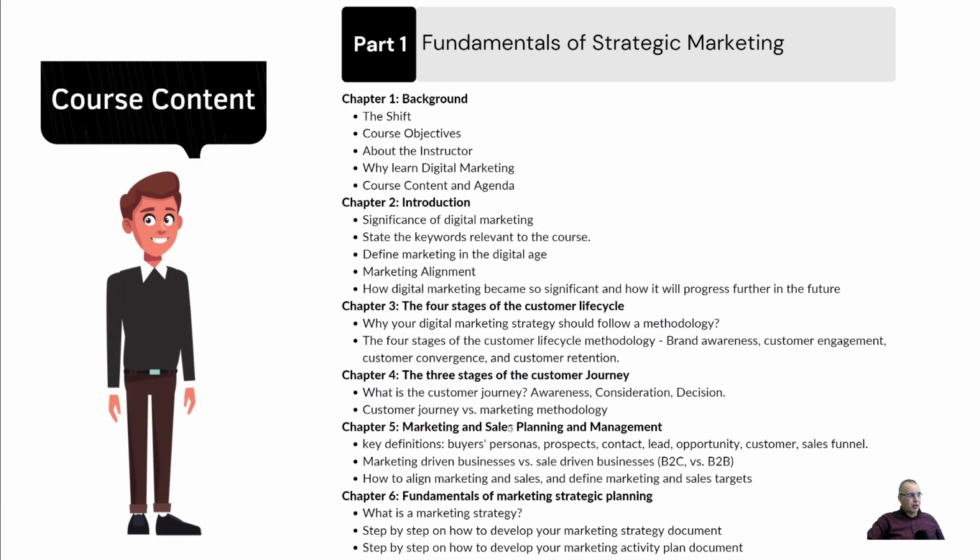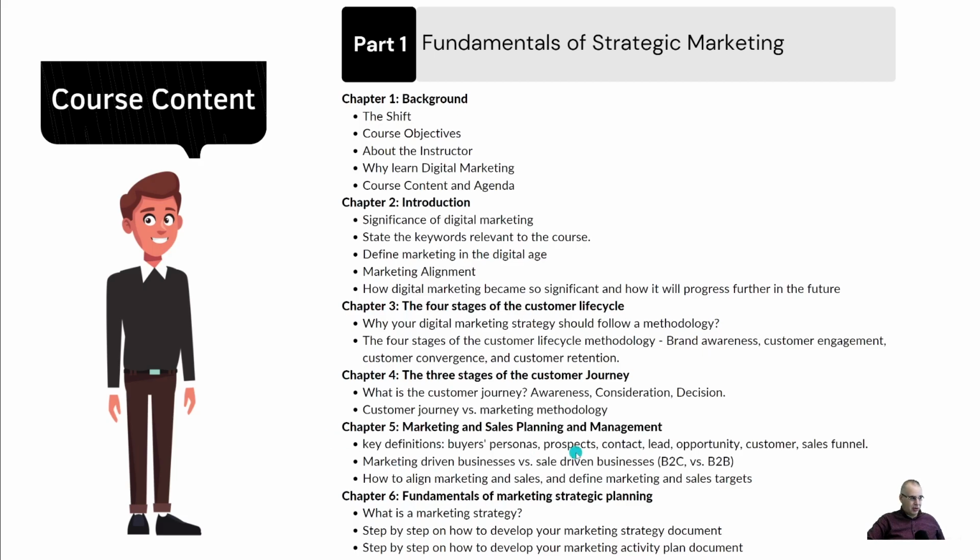This is quickly to show the complete course agenda. As I mentioned, this course is 2 parts. Part 1, which we are still now doing chapter 3, is the fundamentals of strategic marketing. So there's still chapter 4 where I will speak about the 3 stages of the customer life cycle. And then chapter 5 is very interesting, where I will speak about marketing and sales planning and management.